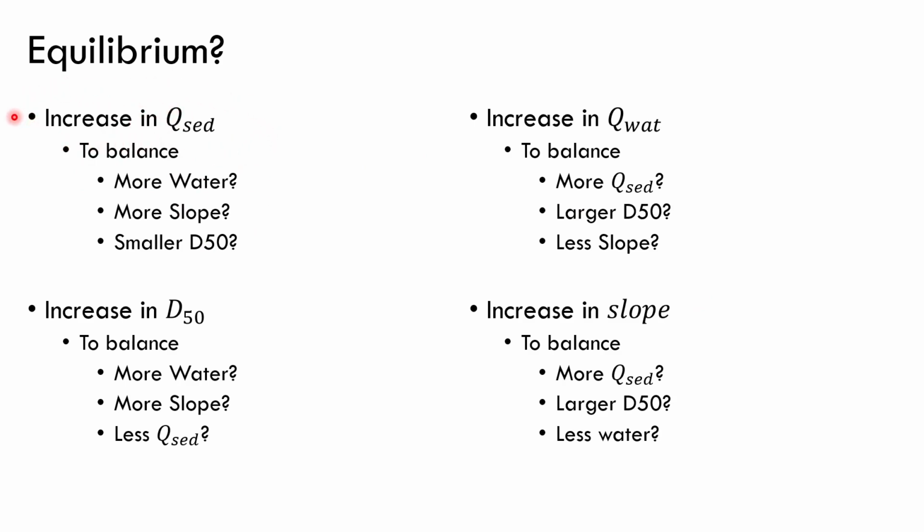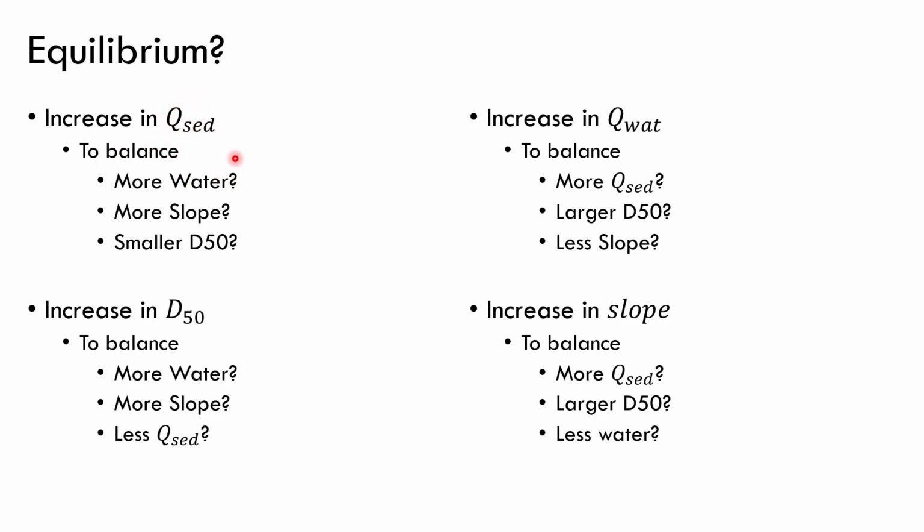Just as an example, let's say we increase the sediment supply or the sediment discharge in a river. That would generally lead to aggradation. That would tilt the balance to the left. In order to rebalance the system, we're either going to need more water or a steeper slope, or potentially a smaller D50 would be one way we could do this as well. We could change any of these three things, or most likely change all of them, in order to balance that increase in sediment discharge.